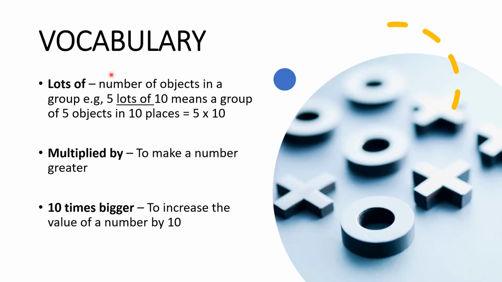Our vocabulary words today are lots of, meaning number of objects in a group. Example, 5 lots of 10 means a group of 5 objects in 10 places. So is equal to 5 multiplied by 10. Multiplied by, to make a number greater. 10 times bigger, to increase the value of a number by 10. So please, can you write all of them in your math notebook? Then we can continue.